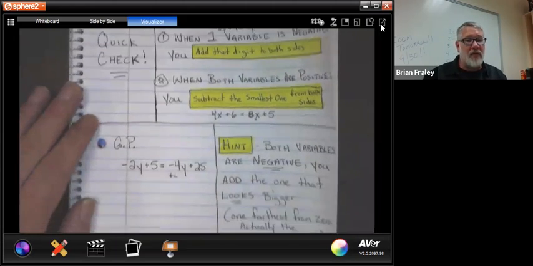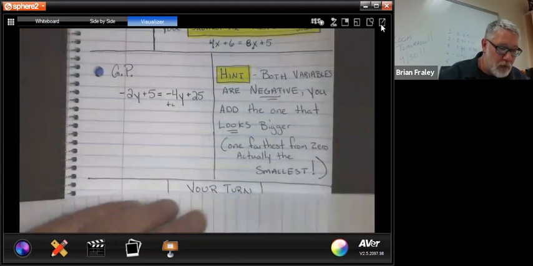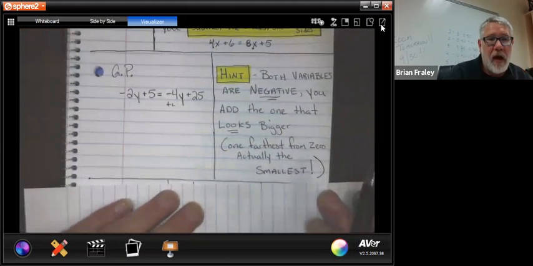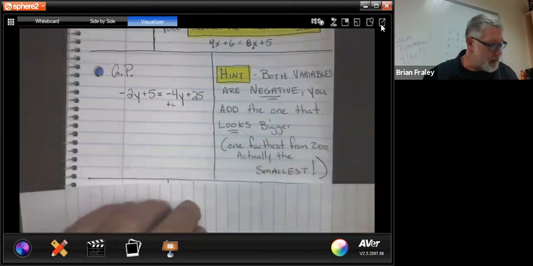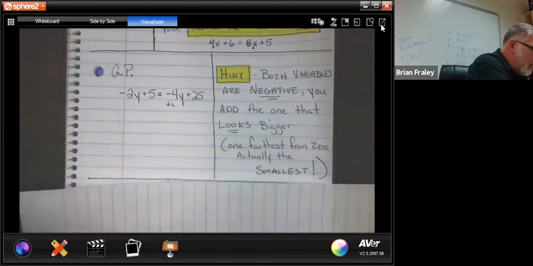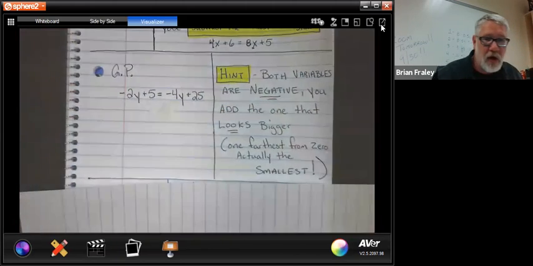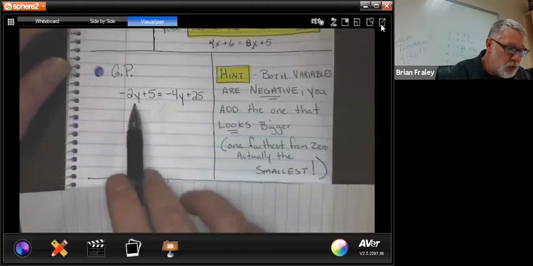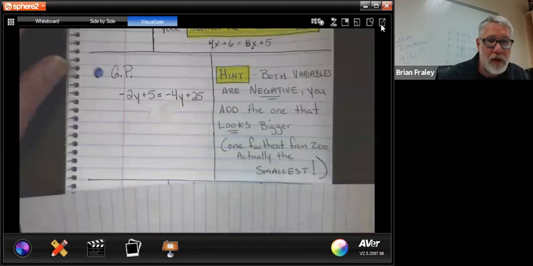Now that leads us to what we're doing today. Here is my GP. Let me cover that up. I don't want anybody doing the your turn yet. There's my example. Let me cover that up real quick so you don't see that. So I've got negative 2y plus 5 equals negative 4y plus 25.